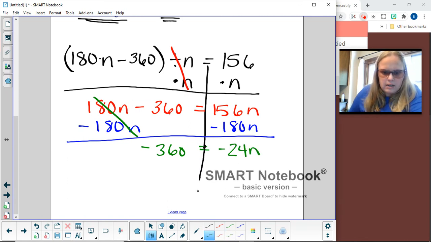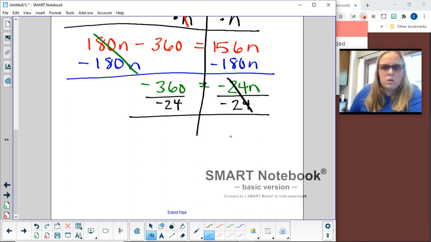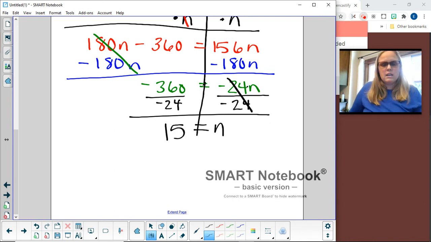Now I just need to get n alone. So that means I need to get rid of the coefficient in front of the n. And this is a multiply in between here. So the opposite of multiply is to divide by negative 24. The negative 24's cancel. The n is the only thing that's left. And I'm going to take my calculator. Negative 360 divided by negative 24 comes out to 15, which means we have 15 sides, and this is a 15-gon.